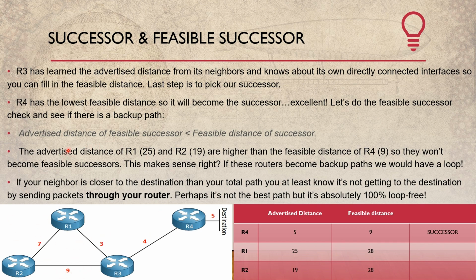Because of this formula which EIGRP follows, we do not have a loop in this network. It's a 100% loop free network. Anyhow, we calculated the advertised distance, feasible distance, all these things. But because of this formula, both of these routes became useless. They will not be taken as a successor or feasible successor.